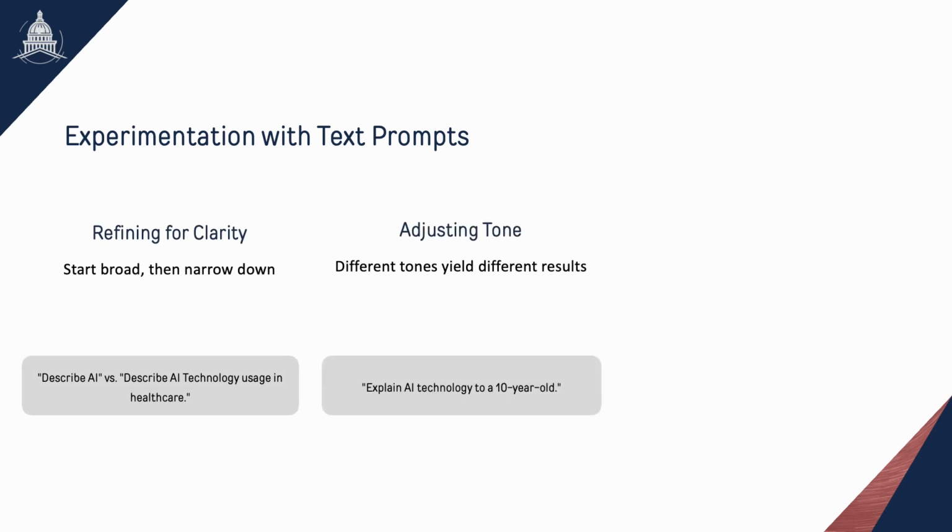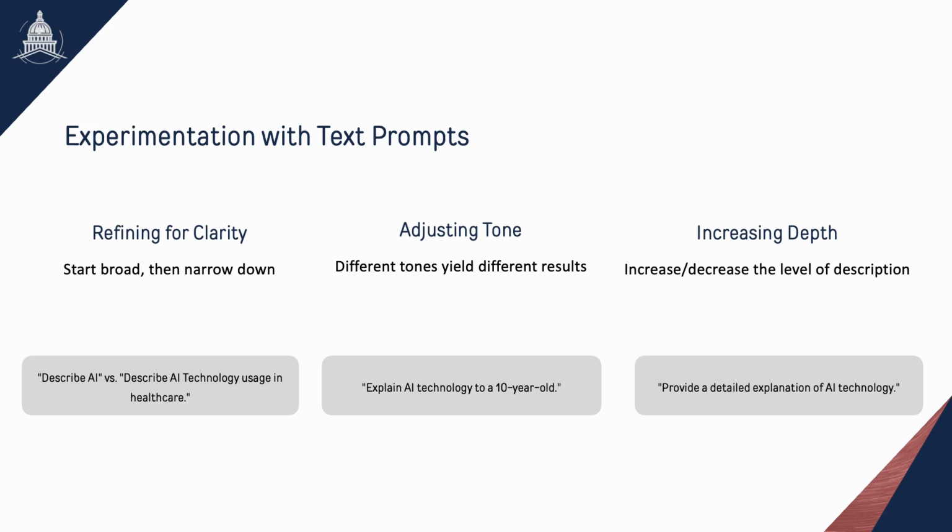Experimenting with prompts allows you to refine your results. Start broad and add details to narrow down the response. Adjusting tone can make content suitable for different audiences, like simplifying complex topics for beginners. And finally, depth can be increased by explicitly asking for detailed responses. Using a combination of these techniques, refinement for clarity, tone adjustment, and depth control can produce content specific for your tasks and audiences.